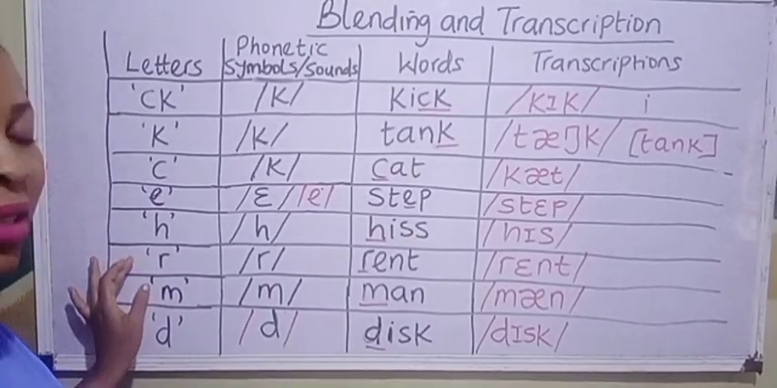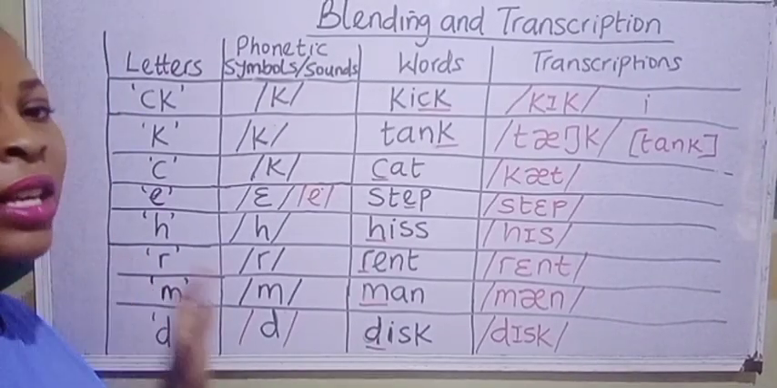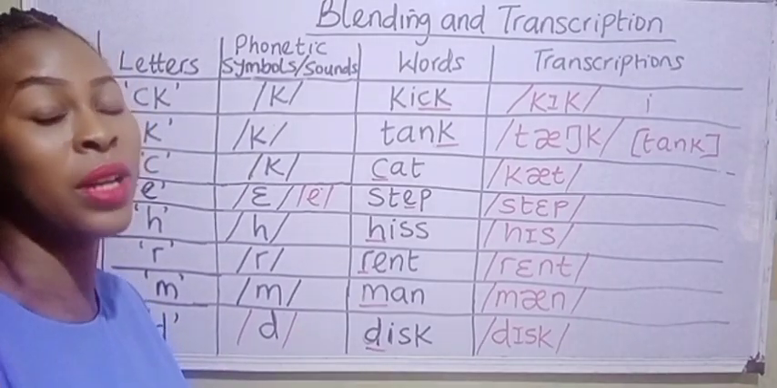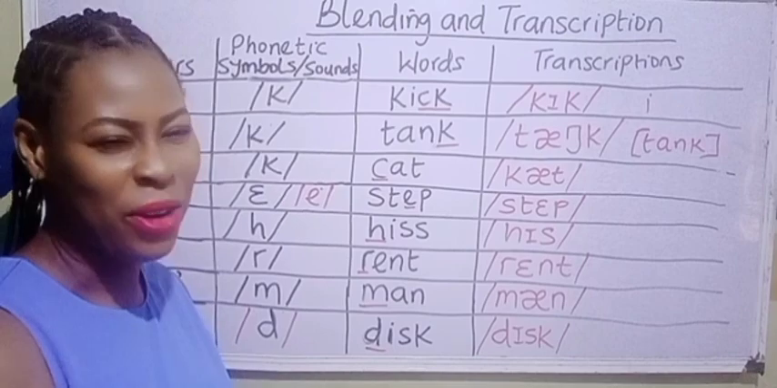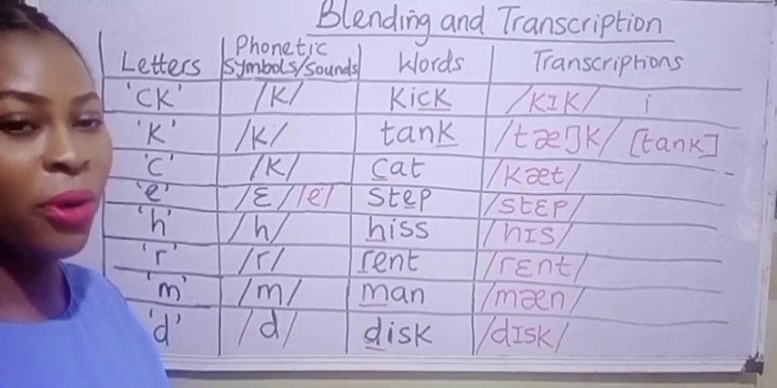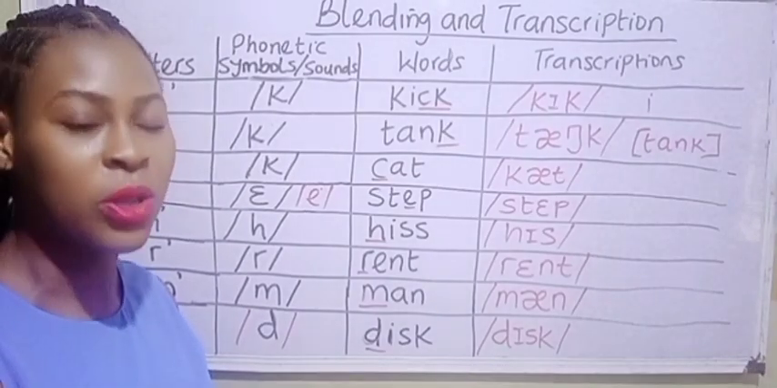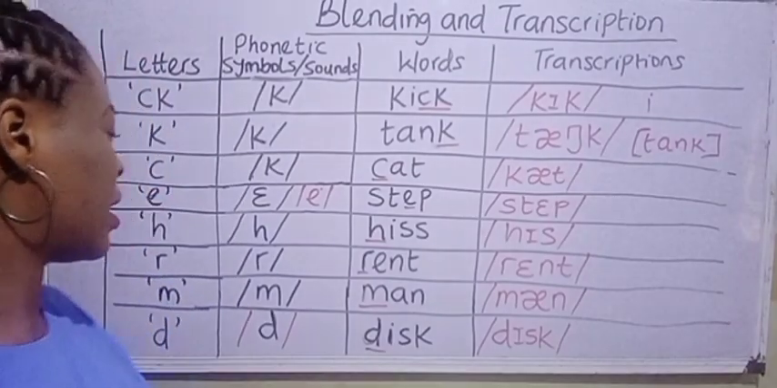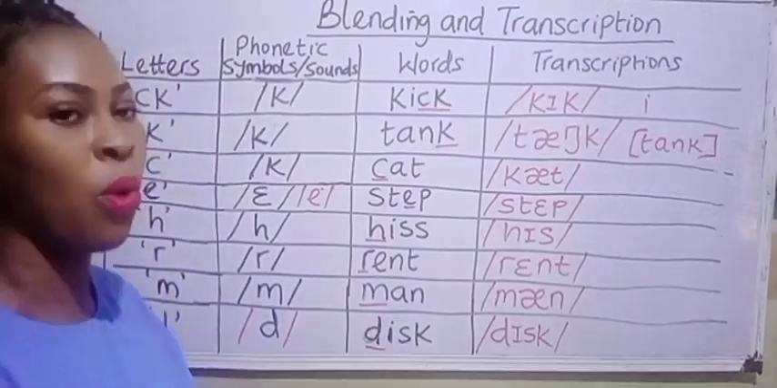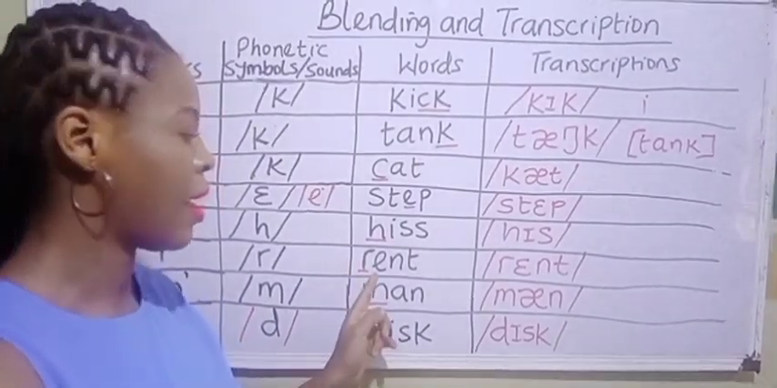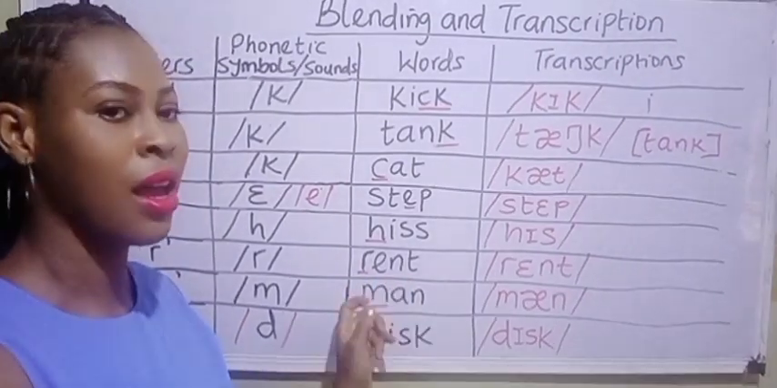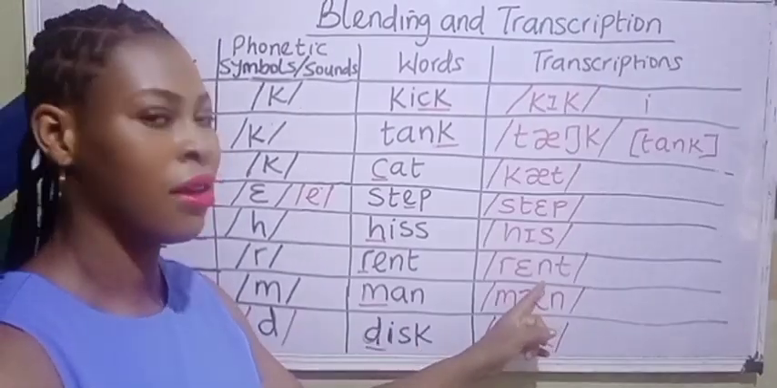This letter R sometimes could be overpronounced by most Africans. For example, some of them pronounce it as arrow. That is incorrect, okay? So we pronounce it as R, letter R, and not arrow. You simply say R, and then it is sounding as in the word rent. Rent. Now we have it as in rent.